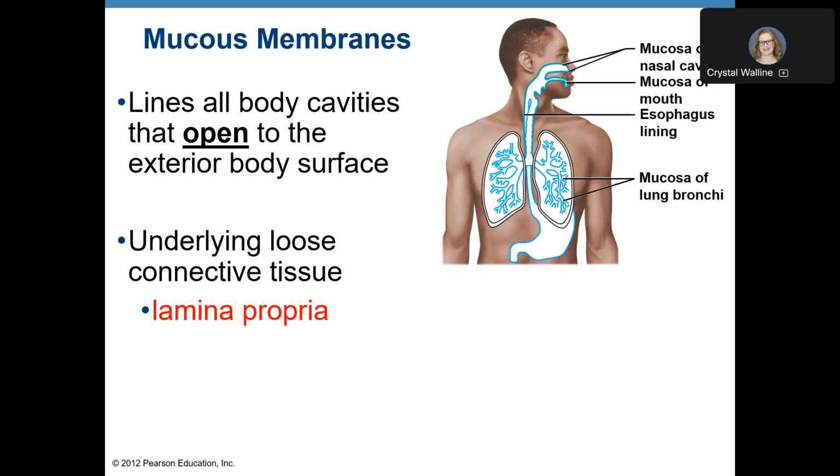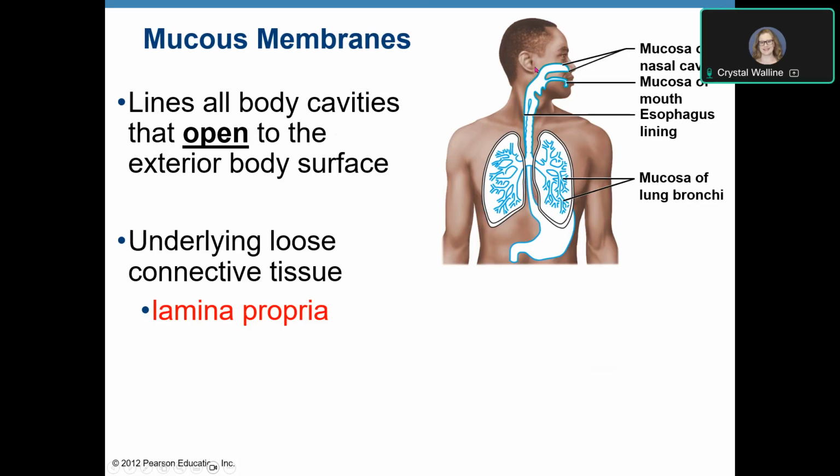Let's talk about mucous membranes first. These are membranes that line body cavities that open to the body's exterior somehow. So if you can imagine that any type of substance that could go into the body and could be in contact with any of these membranes, or could exit the body and in doing so be in contact with any of these membranes, then that is something that's open in some way to the outside of the body, and that would be a mucous membrane.